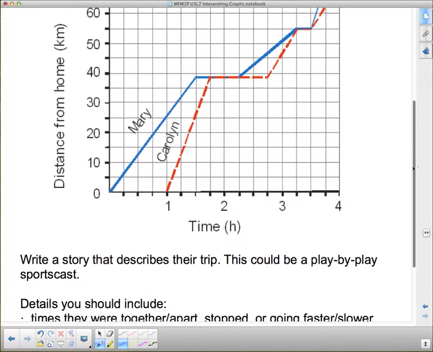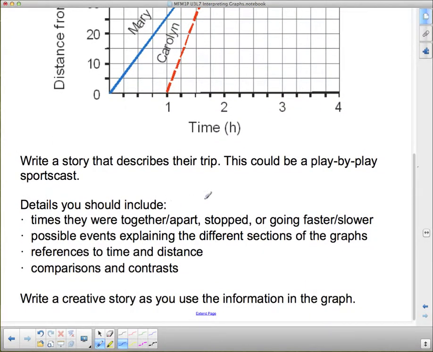Okay. So take a look at the description here. It says details you should include: times when they were together, times when they're apart, where they were stopped or where they were going faster or slower, possible events explaining the different sections of the graph. Maybe, and I don't want you to use these, but say maybe Carolyn slept in. Maybe Mary and Carolyn were set to go somewhere, and Carolyn didn't start off in time because she slept in an extra hour, something along those lines. So you have to give me some sort of an explanation and do it as creatively as possible.